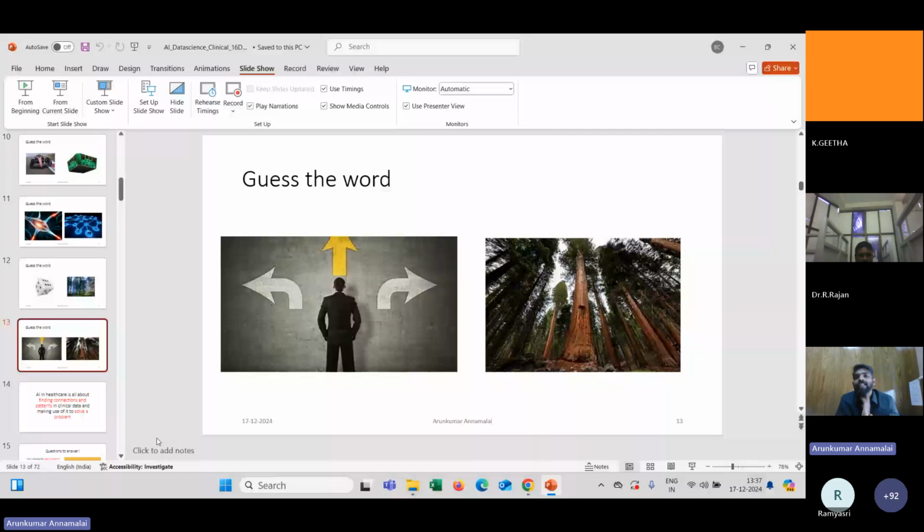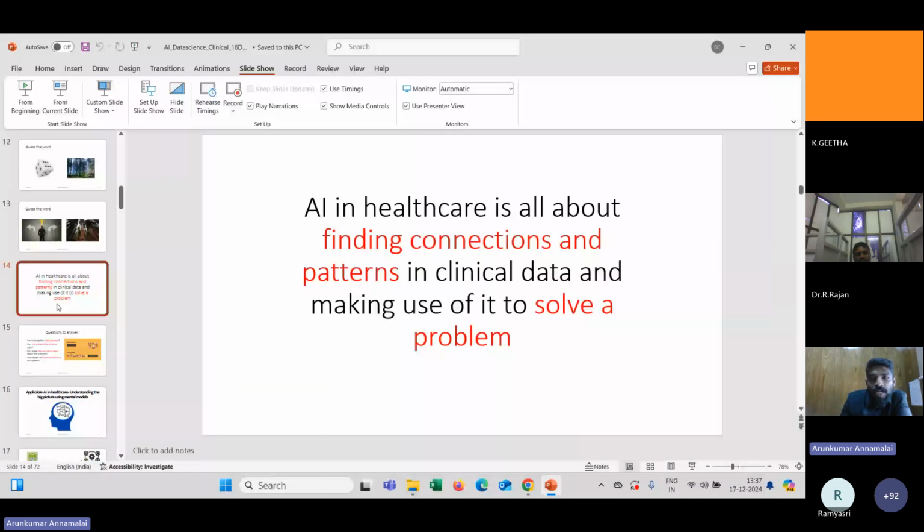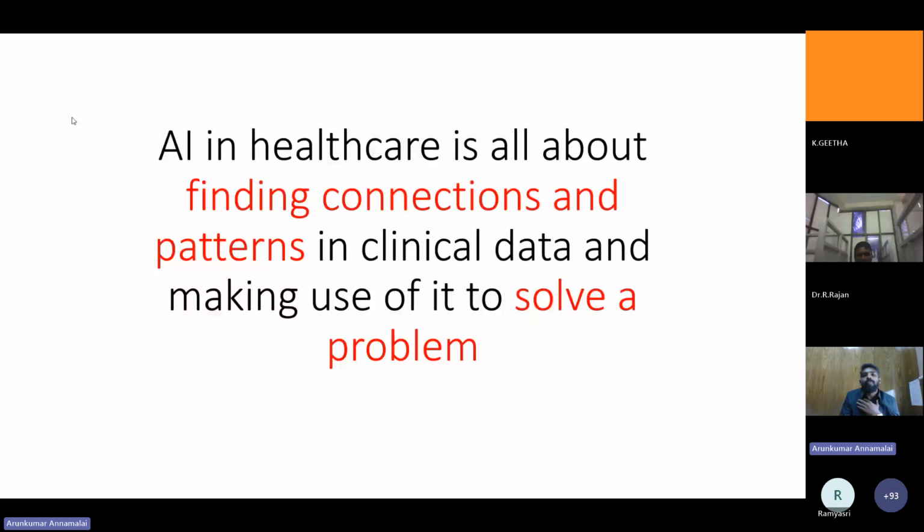So AI in healthcare is all about finding connections and patterns in clinical data and making use of it to solve a problem. One of the major challenges that people outside healthcare don't understand is the problem statement. Most of the things which the tech people see as a problem statement, it's not a problem statement in healthcare at all because we're used to it. Some of the problem statements that we have are very, very simple, rudimentary.